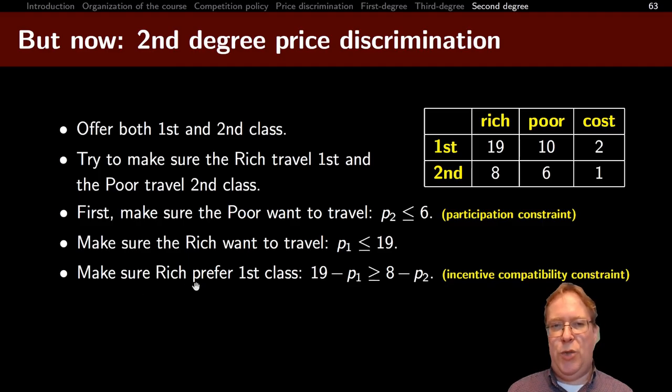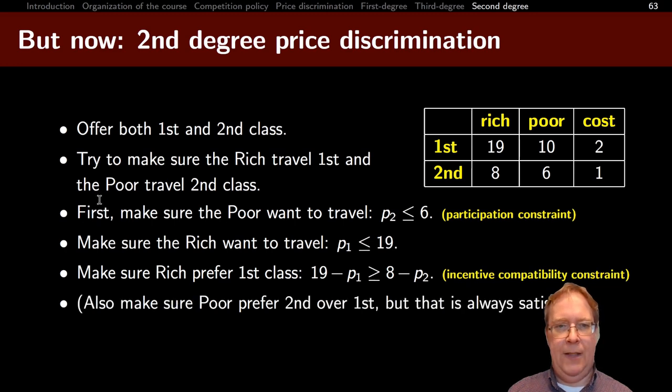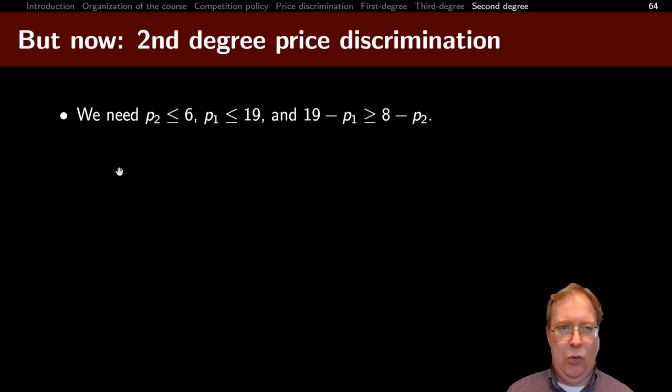to make sure that the rich prefer first class, I have to make sure that this is true. This is my incentive compatibility constraint. Also make sure that the poor prefer second over first, but that is always satisfied. So let me ignore that. Okay, so these are my conditions.